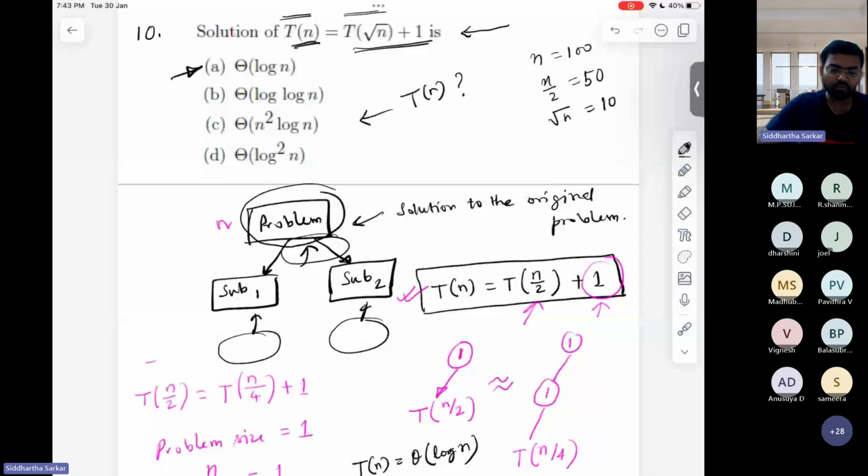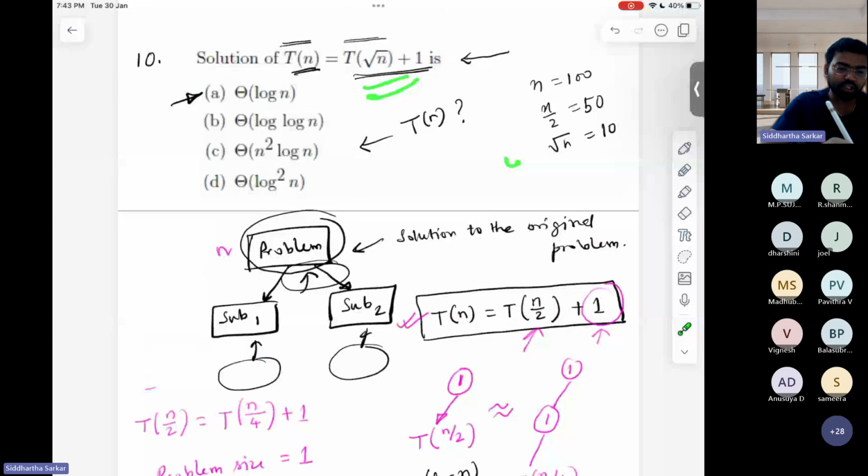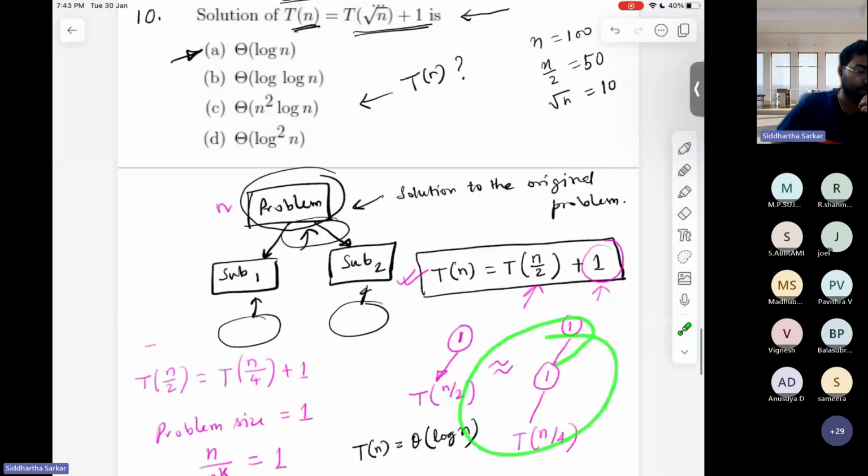So the number of levels there is log n. But if you go on reducing like this, you get root n. So first time you get n to root n. Next time from root n, you get n to the 1/4. Then you get n to the 1/8. And so how fast you're making progress towards getting to subproblems of size 1. This is much faster than that, right? So the number of levels cannot be more than log n, that is for sure.